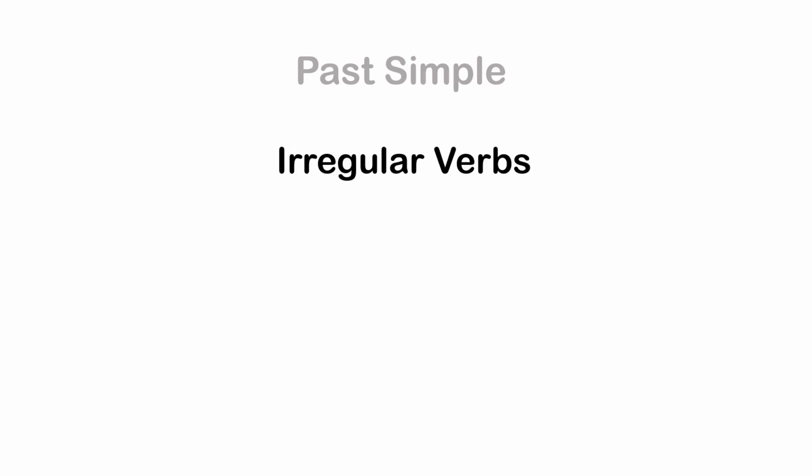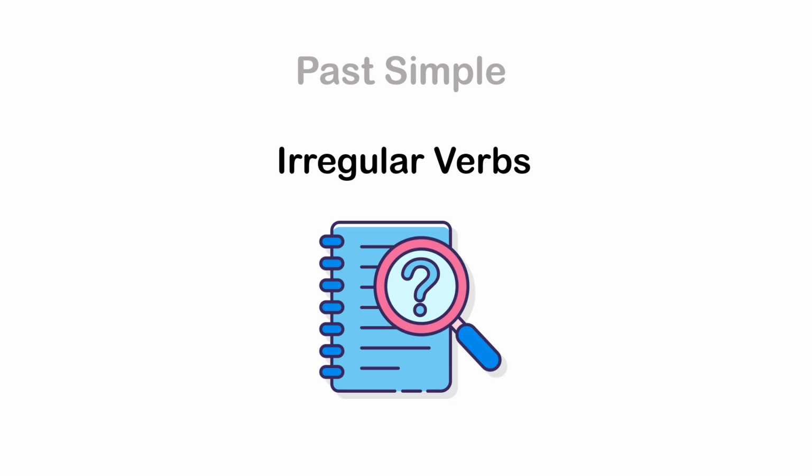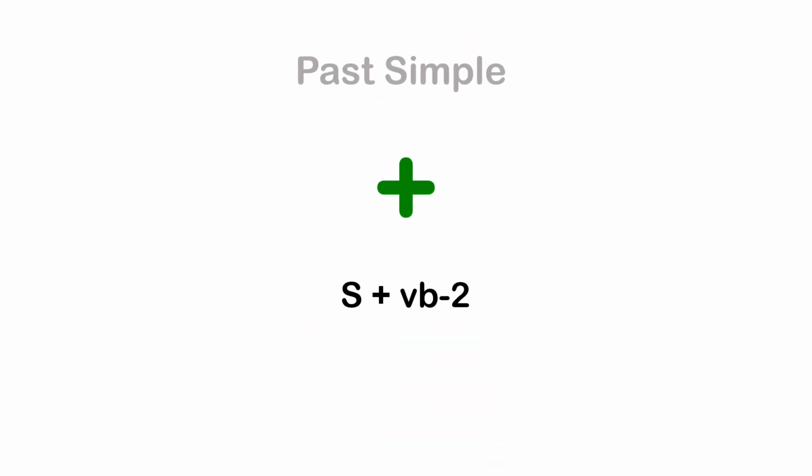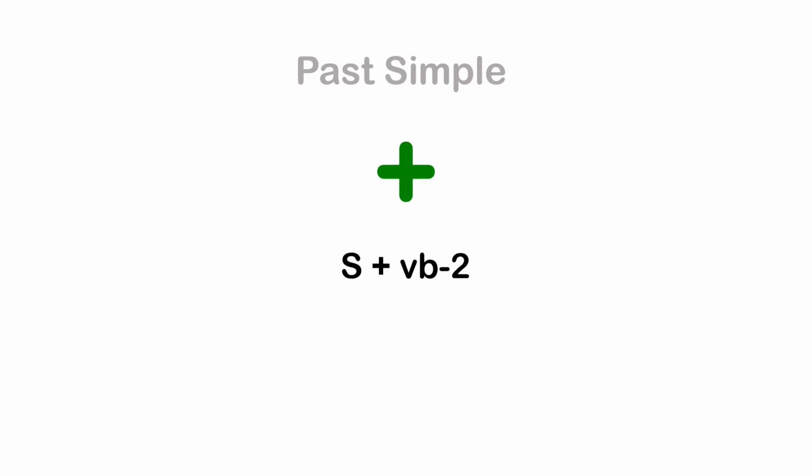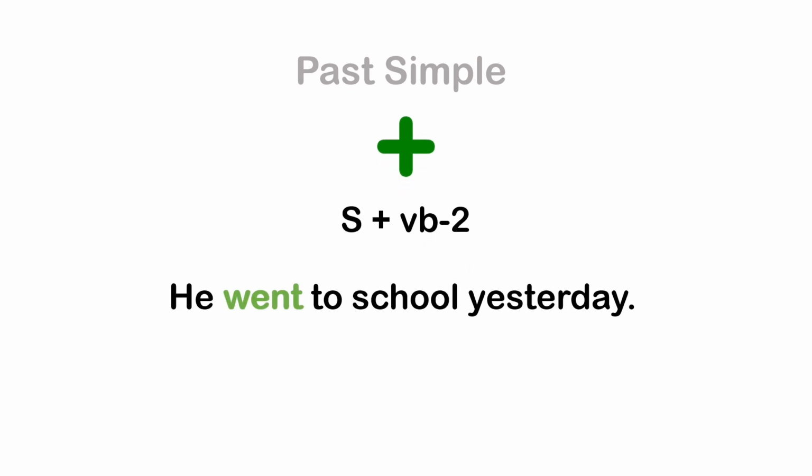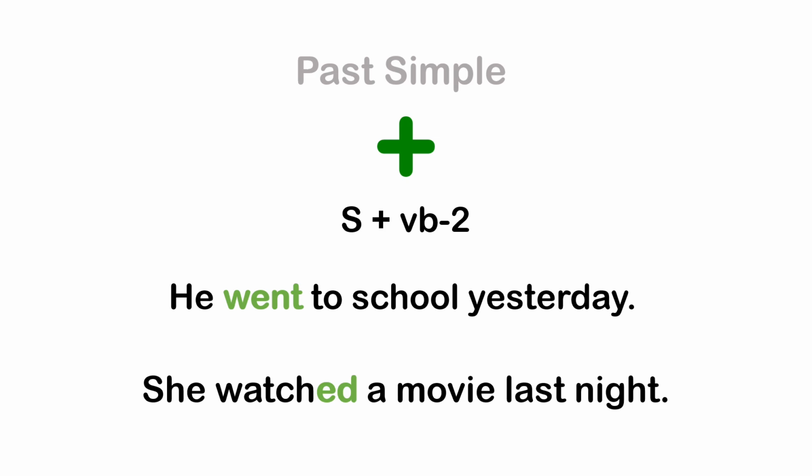However, irregular verbs do not follow the same rule. They have a default form that must be learned as such. Don't worry, there is a list of irregular verbs that you can learn in order to recognize and use them correctly. The scheme is also valid for both regular and irregular verbs. She watched a movie last night.